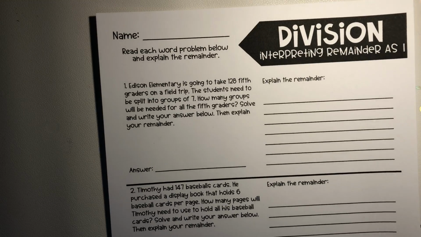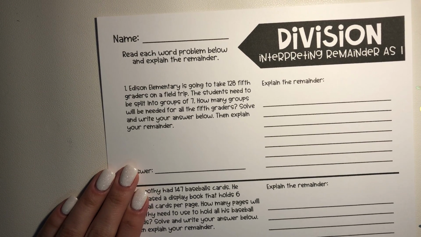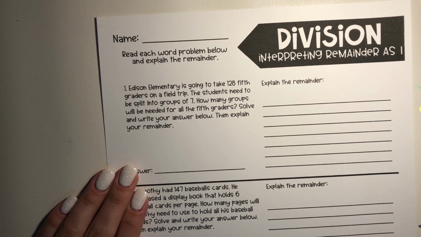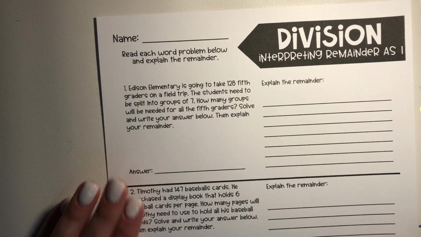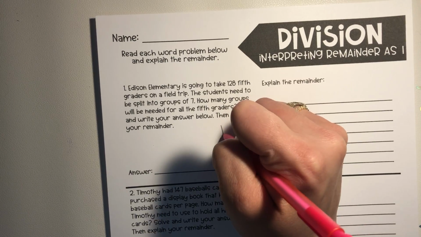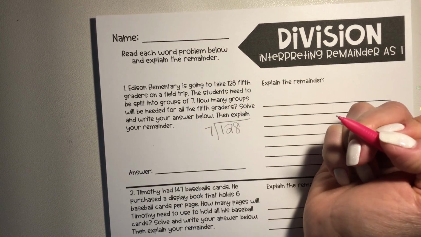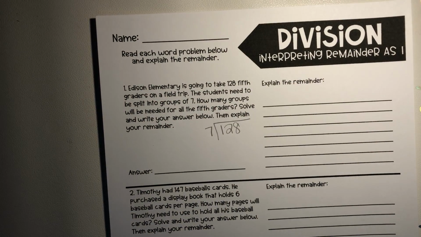So now we're going to look at interpreting the remainder as a 1. Edison Elementary is going to take 128 fifth graders on a field trip. The students need to be split into groups of 7. How many groups will be needed for all of the fifth graders? So I'm going to divide 128 divided by 7. I'm sure I didn't give myself enough space there.